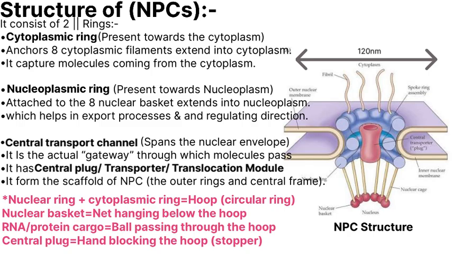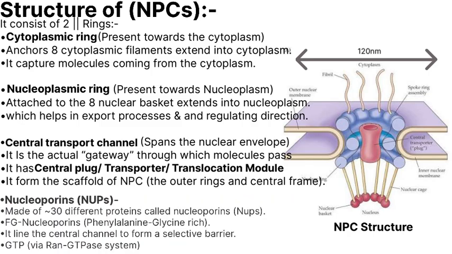Similarly, the central plug is in the middle of the NPC, blocking the passage when transport isn't occurring. And when any molecule, RNA or protein, has the right signal, the NPC opens up. The stopper moves and the cargo passes through the central channel. As simple as that. These nuclear pores are passive, through which the movement of RNA and protein molecules takes place in both directions between the nucleus and the cytoplasm.